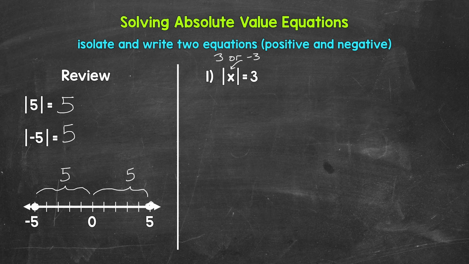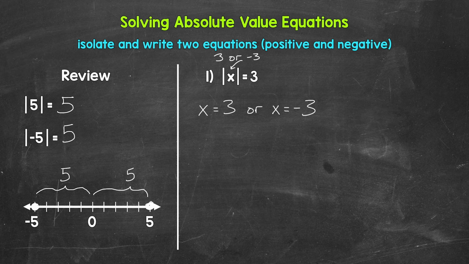So when we have an absolute value equation, we write 2 equations, one that is equal to a positive and one that is equal to a negative. This is going to give us 2 solutions. Now there are situations where we will get one solution or no solution. I'll cover those in another video after this intro. So for number 1, x equals 3 or x equals -3.